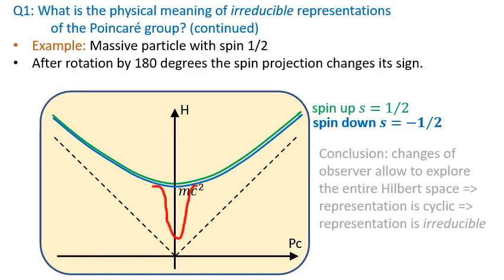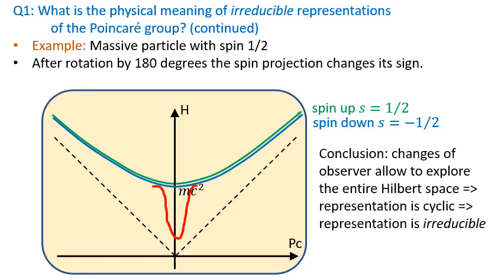But we can also rotate the observer by 180 degrees, which will open for us the spin down hyperboloid. By doing that, we again will be able to reach all corners of the Hilbert space, thus proving that the spin 1/2 representation is cyclic and irreducible.